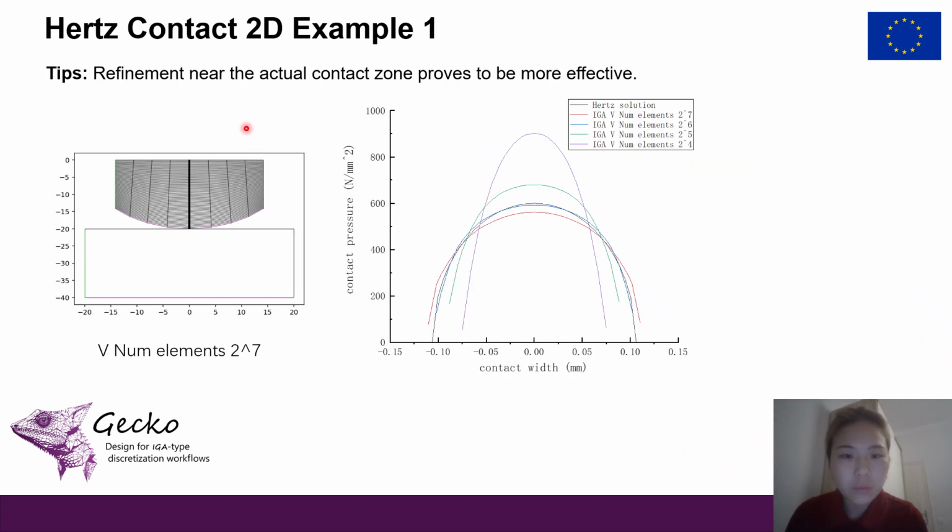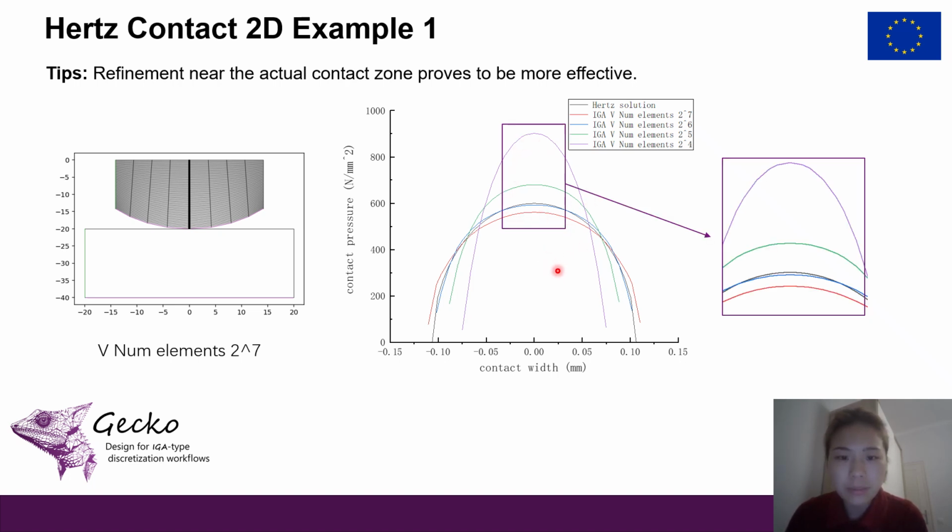If we refine the mesh uniformly instead of inserting knots near the contact area, we would need many more elements to achieve similar resolutions. But even then, the accuracy near the contact region might still be lower compared with a locally refined mesh. So this shows that the targeted h-refinement in the contact region is much more efficient and effective for capturing the contact stress.